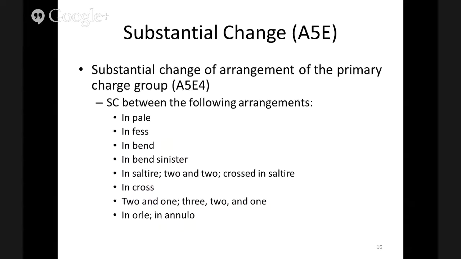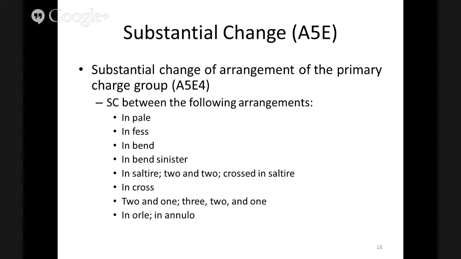Okay? The next thing we have is change of arrangement of the primary charge group. But it's not any arrangement. It's ones on a specific list, and the list is in A5, E4. I've replicated it there. In Pale, in Fess, in Bend Sinister, in Saltire, in Cross. Now, the ones that are in the same line are considered equivalent. So in Saltire, 2 and 2, and crossed in Saltire, same thing. 2 and 1, 3, 2 and 1 are the same thing. So if you change from in Saltire to 2 and 2, that's not a substantial change. That's the same.